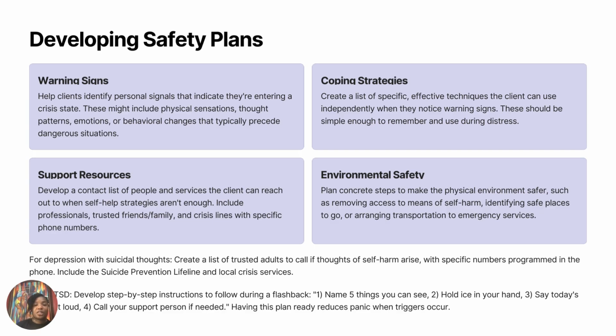Create steps to make the physical environment safe, such as removing access to the means of what's going to cause them self-harm, or identifying safe places to go, or arranging transportation to emergency services. When a client is depressed or they have suicidal thoughts, create a list of trusted adults to call if they have thoughts of self-harm, if they arise, with specific numbers programmed into their phone.